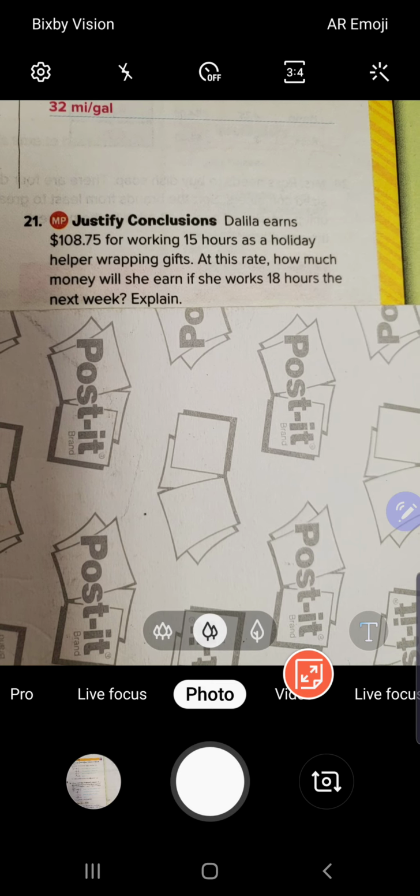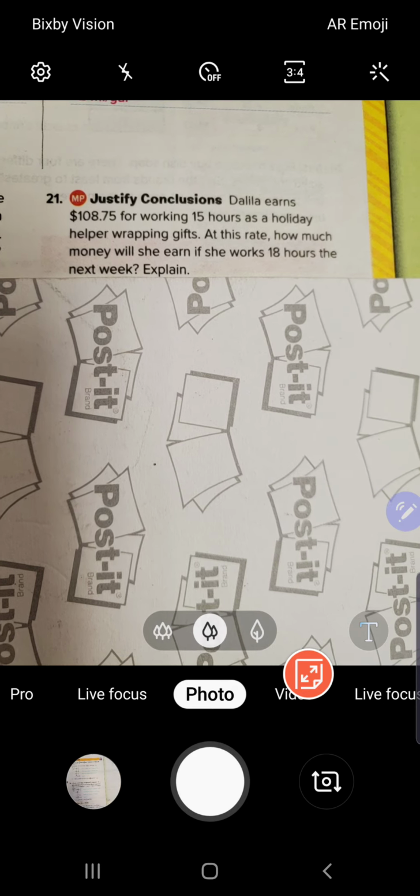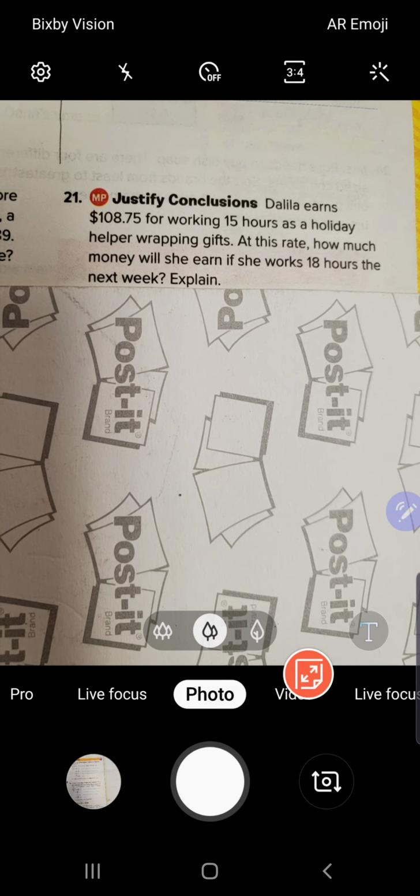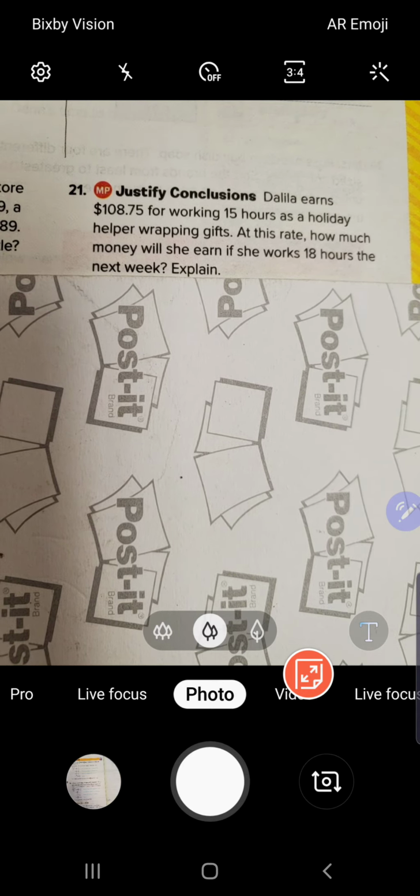So here we first have to find the unit rate. And once we find the unit rate, which is the amount of money she makes per hour, we will multiply that by the amount of hours she works. So let's take a look at it.